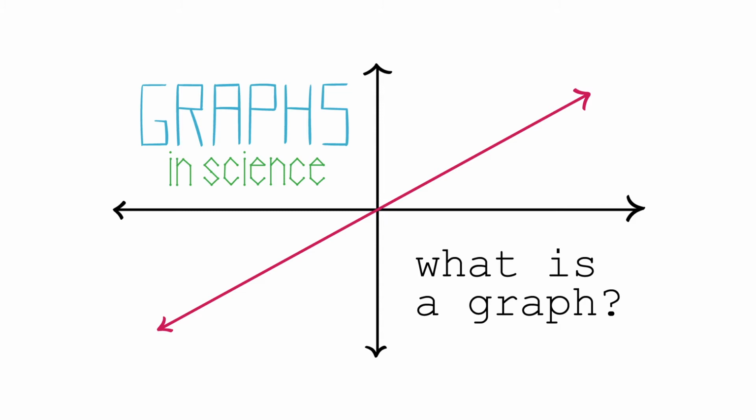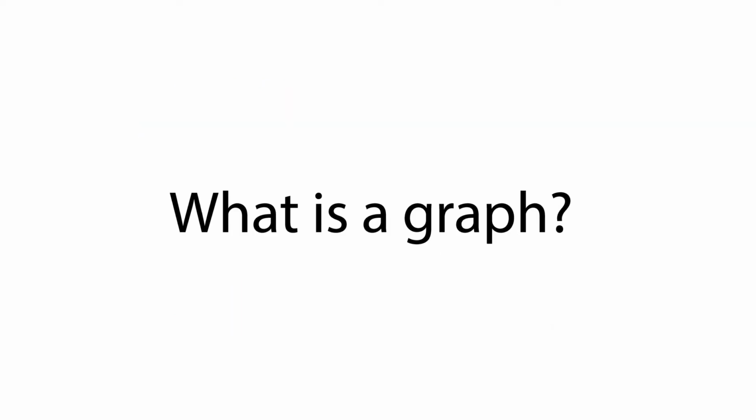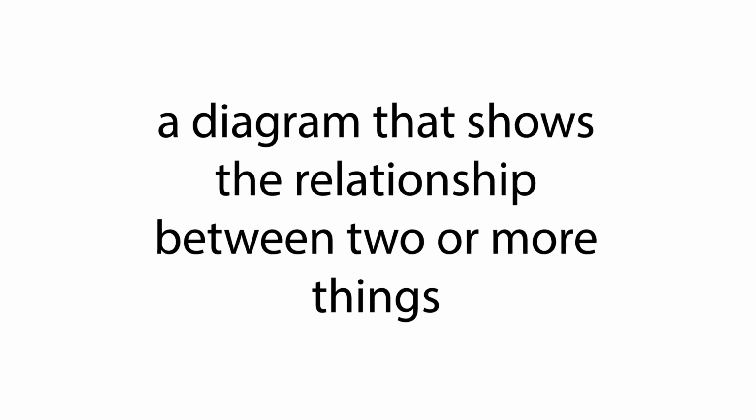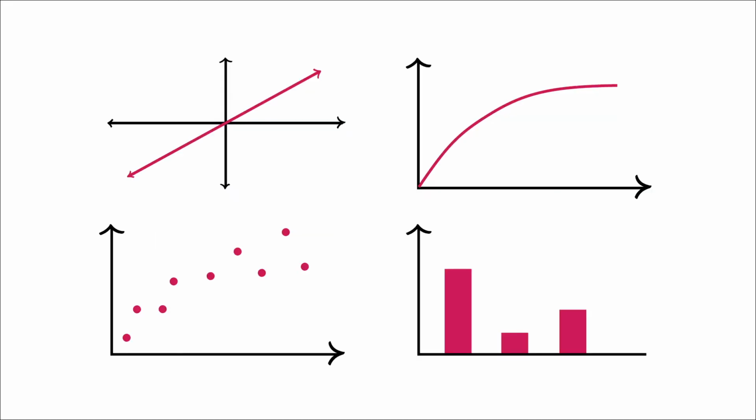In this video, we are going to talk about what a graph is. So what exactly is a graph? In science, you can think of a graph as a diagram that shows the relationship between two or more things. The goal of a graph is to help you visually interpret data.